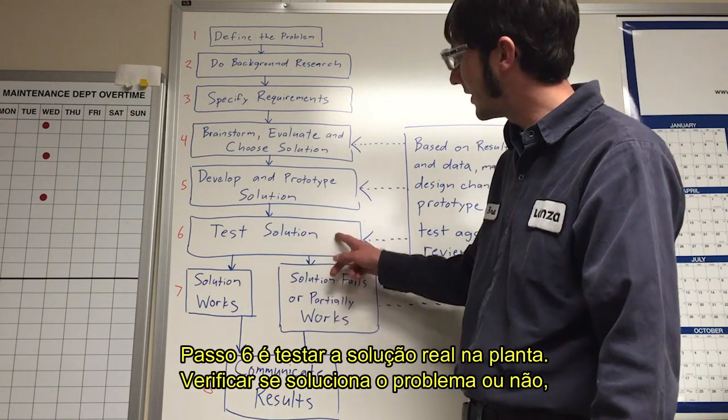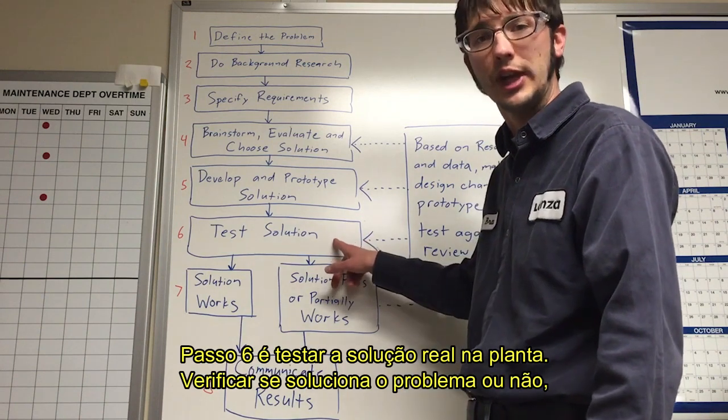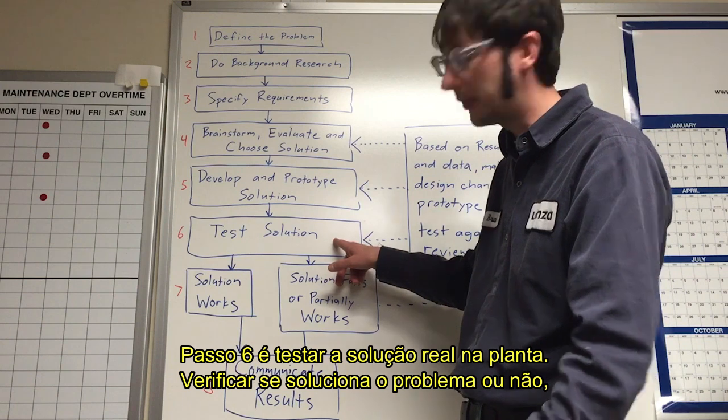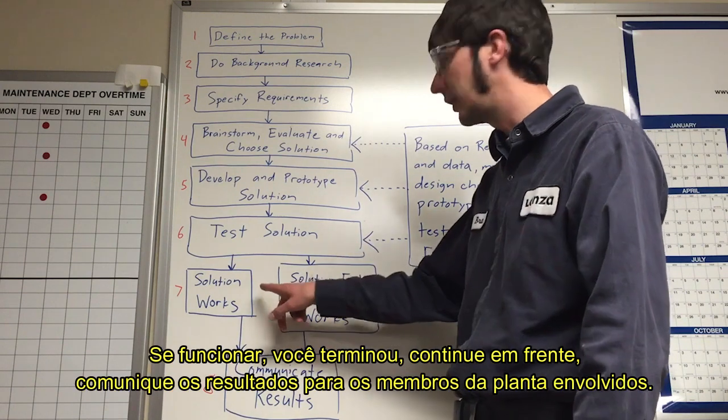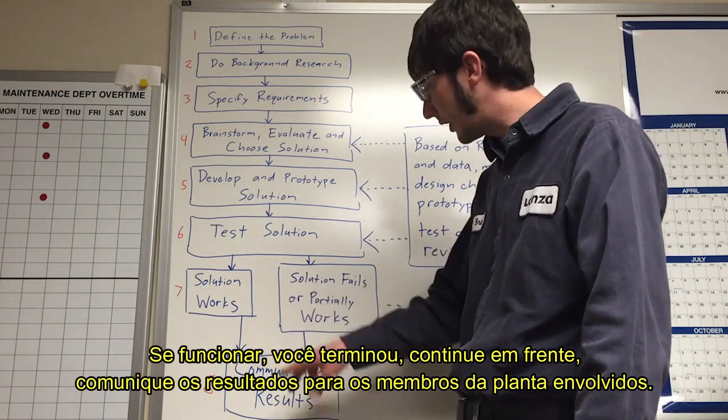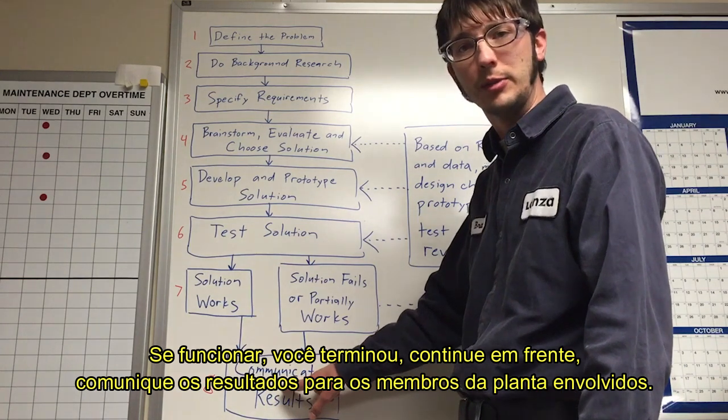Next, step six is to test the actual solution in real time in the plant. See if it solves the problem, see if it doesn't. If it works, then you're done. Move right on, communicate the results to the pertinent plant members.